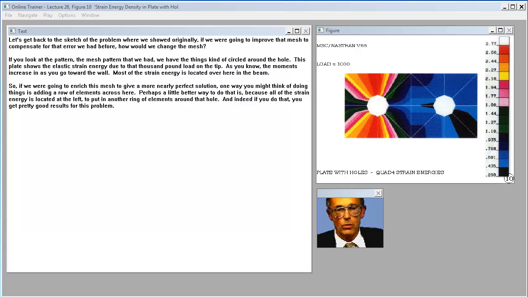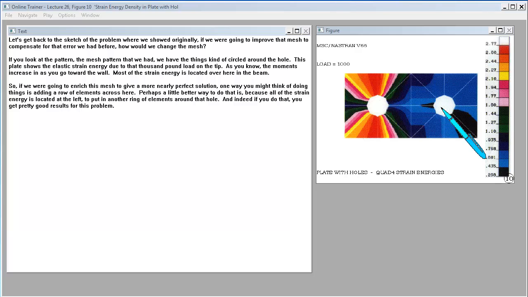Let's get back to the sketch of the problem that we showed originally. If we were going to improve that mesh to compensate for that error we had before, how would we change the mesh? If you look at the mesh pattern that we have, the things kind of circled around the hole.